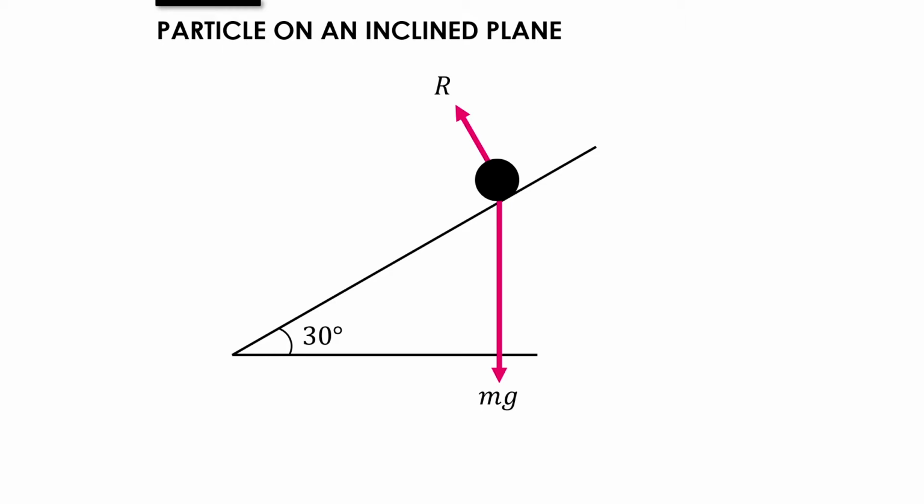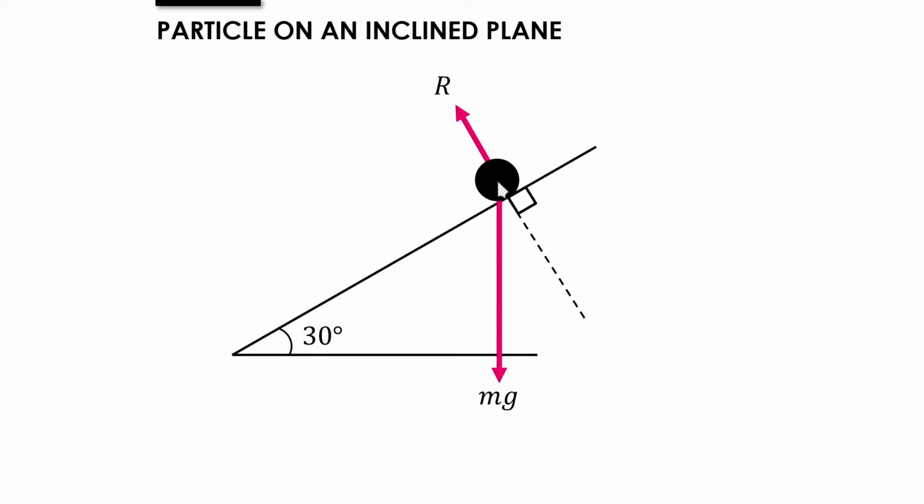In the examples we've seen so far, we've always chosen to resolve in a horizontal or a vertical direction. When working on an inclined plane, it's often simpler to choose two different perpendicular directions. One of those directions is parallel to the slope, and one of them is perpendicular to the slope. Let's consider the normal reaction force. We could extend the line of this force backwards, and that gives us a line that is perpendicular to the slope.